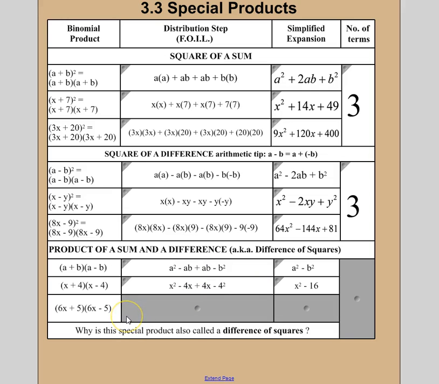Last one is going to be the most complicated of the three, but it would still be the square of 6x and the square of 5, except in this case, with the sum and a difference, we will have subtraction between the terms. And of course, these all have two terms. So that's just a review of expansion.